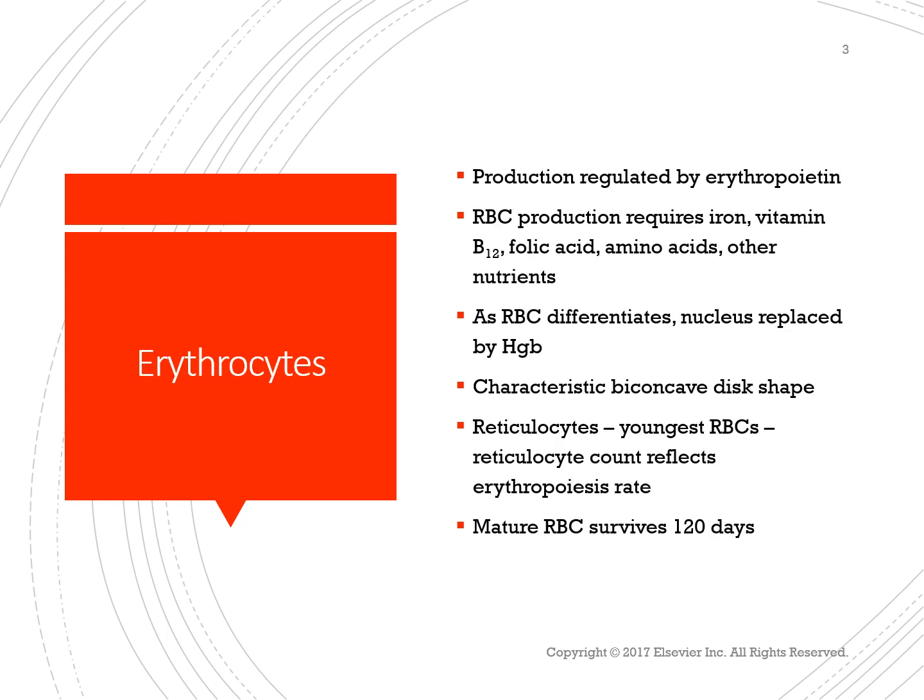Your erythrocytes, the production is regulated by erythropoietin, and the red blood cell production requires iron, vitamin B12, folic acid, amino acids, and other nutrients. As the red blood cells differentiate, their nucleus is replaced by hemoglobin, and they have a characteristic biconcave disc shape.